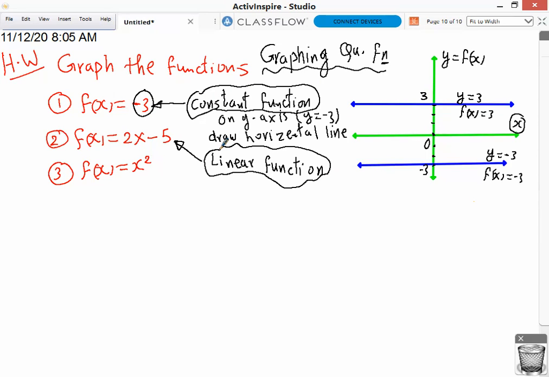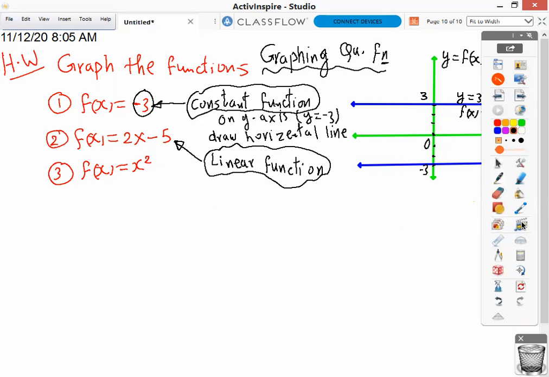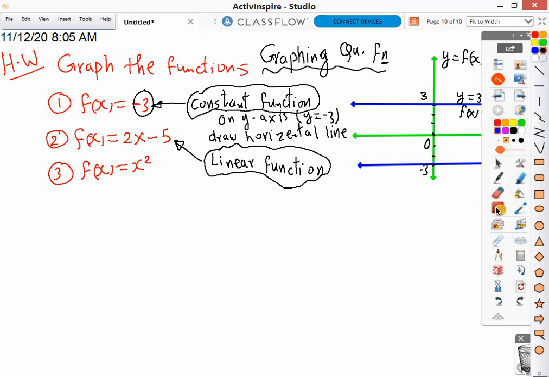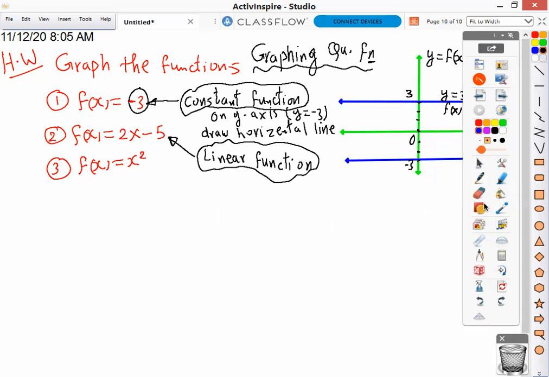Third one. This is our lesson, the third one. This is a quadratic function. Then you must know how to draw it. Okay, to draw f of x equal x squared. Again, I told you to draw any function, you must make a table, put values for x and y, then plot your points on the coordinate plane.